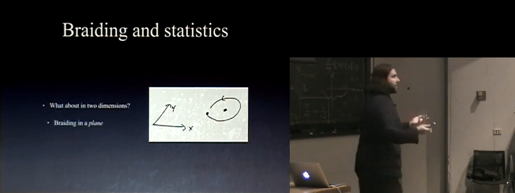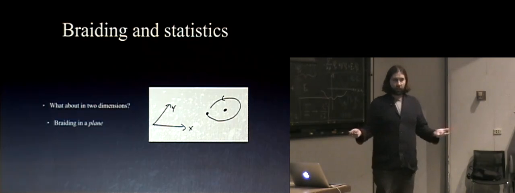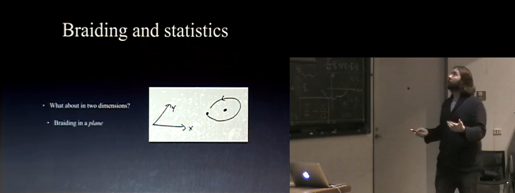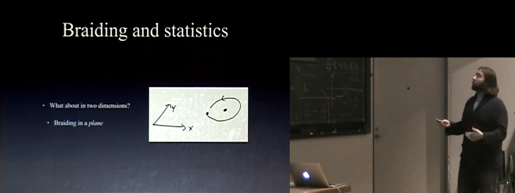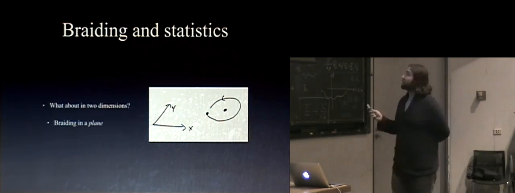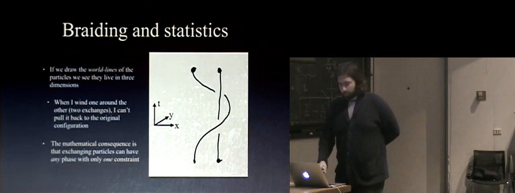But we're talking about some effectively 2-dimensional system, right? Where we're looking at defects that are really just living in this plane. So we have to ask, what does braiding and statistics look like there? We're braiding in a plane. So now I only have an x and y direction, and I wrap this guy around this other guy, and it's clear, if this is confined to a plane, right?